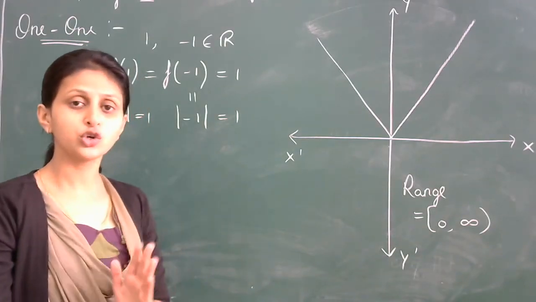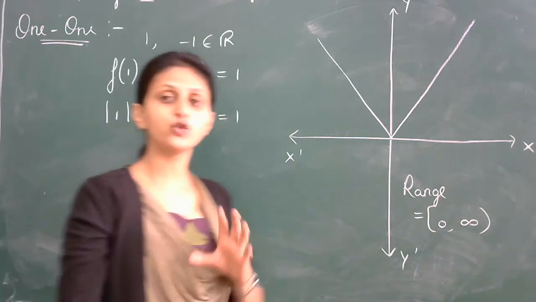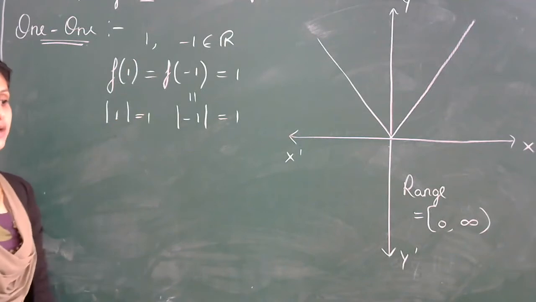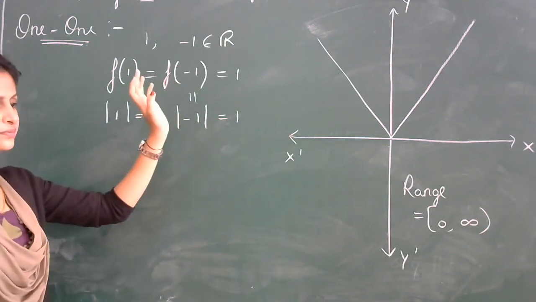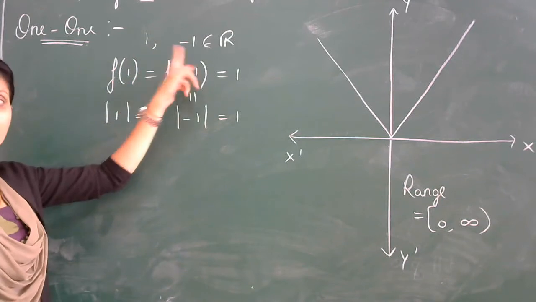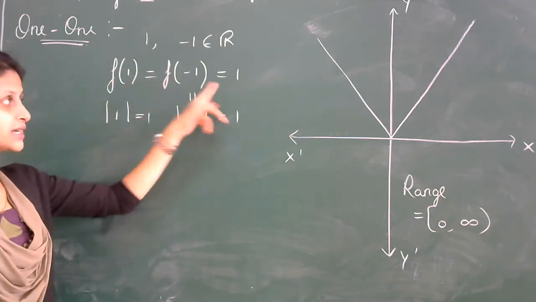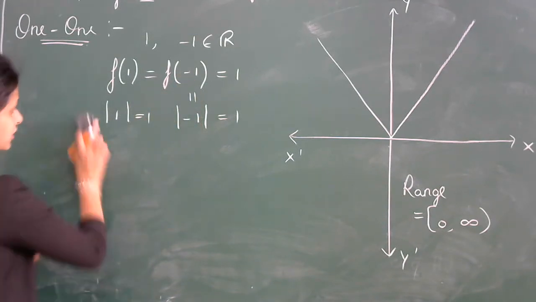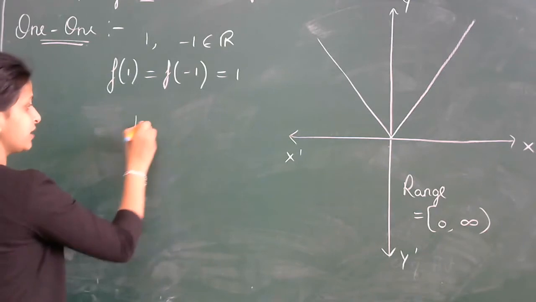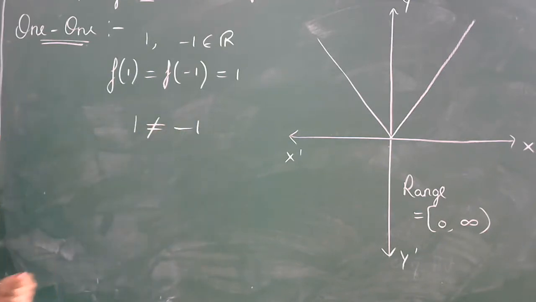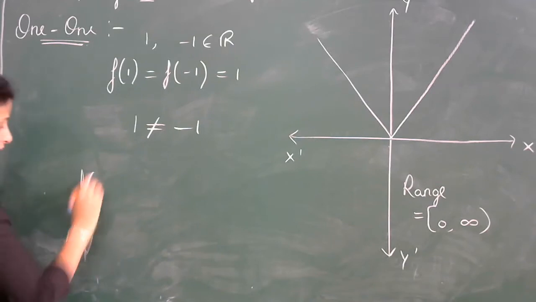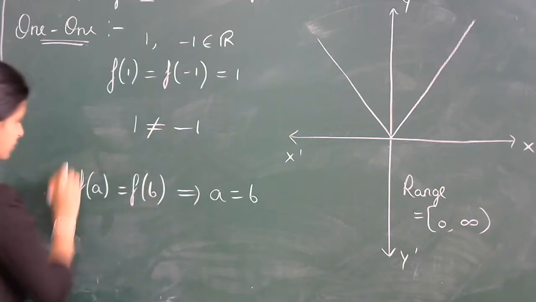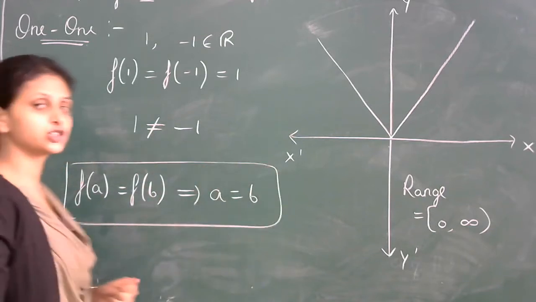But if you want to show that it is a one-one function, that should be true for every element of the domain. But here you can see we have two real numbers 1 and minus 1 such that their images are the same, right? F of 1 is equal to f of minus 1. But you can observe that 1 is not equal to minus 1. So this condition failed. If you suppose f of a is equal to f of b, that should imply a is equal to b, right? This was the condition to show that the function is one-one.